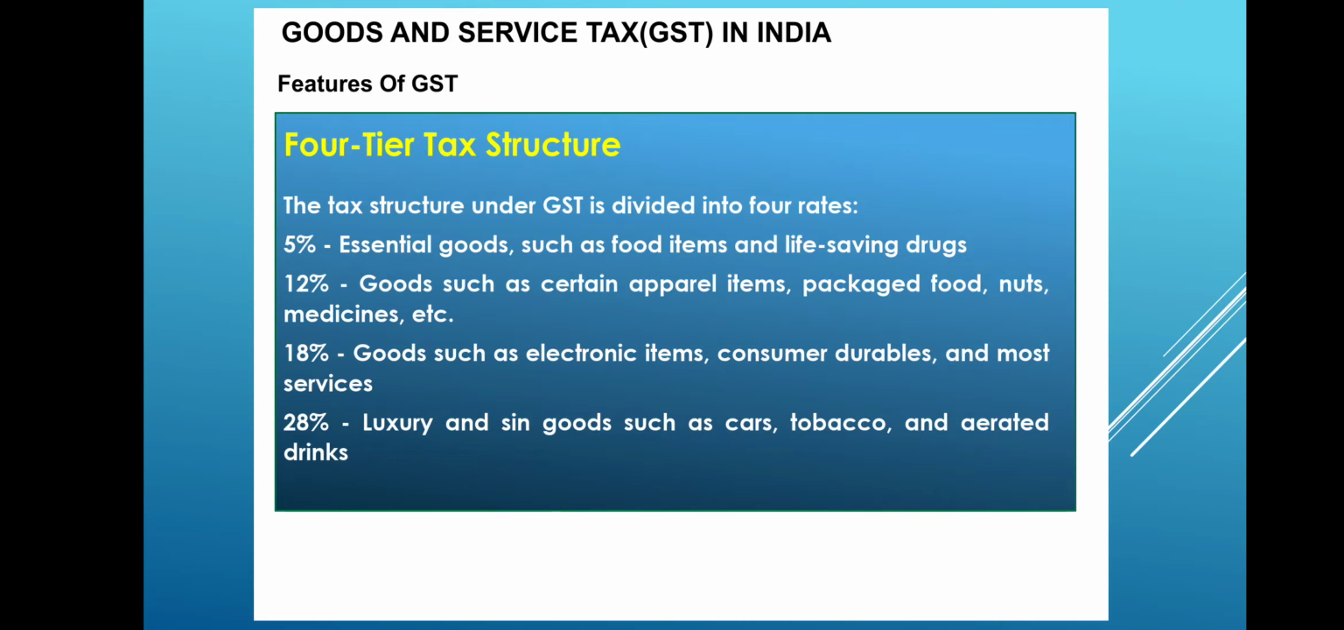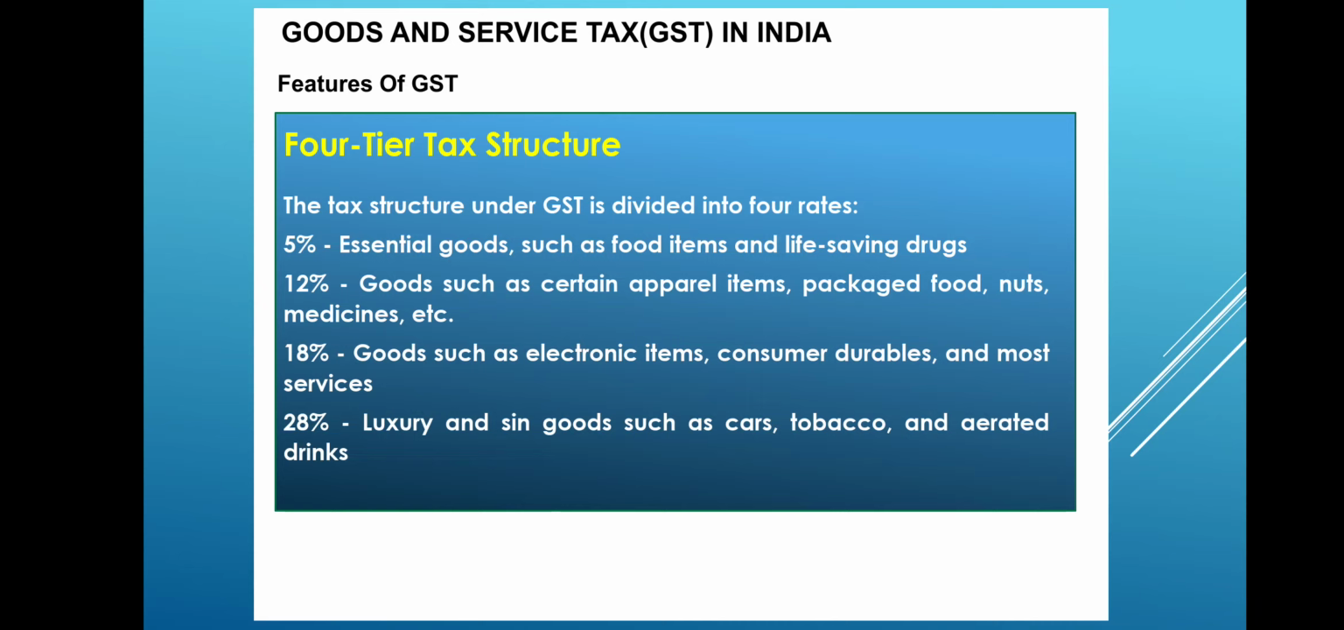Now, the next point is four-tier tax structure. Four-tier means there are four slab rates under the GST regime, which includes number one is 5%. This 5% includes all those goods which are used as normal routine goods, and these goods are taxed under 5% slab rate. This includes essential goods like food items and life-saving drugs like medicines.